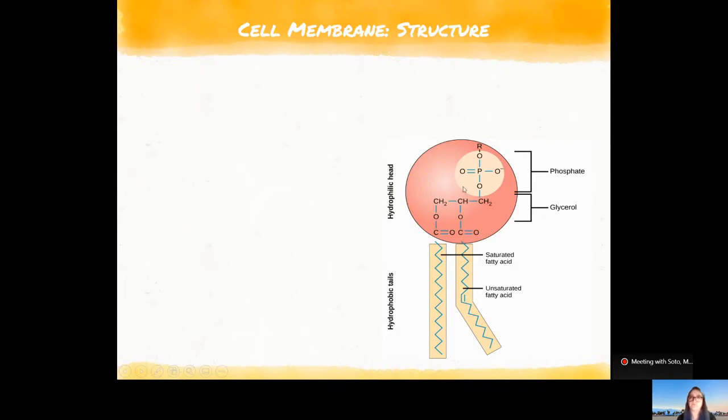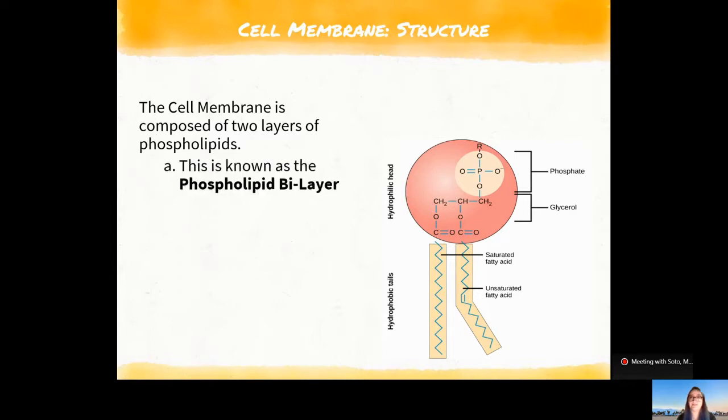So up here, we have the phosphate, making this a phospholipid. If you remember clearly from our biomolecules, we had the glycerol and we had the fatty acid. Now we're adding this phosphate here within the hydrophilic head, which just kind of separates the water-liking and water-hating portions of our phospholipid. Our cell membrane, remember, has two layers of these.